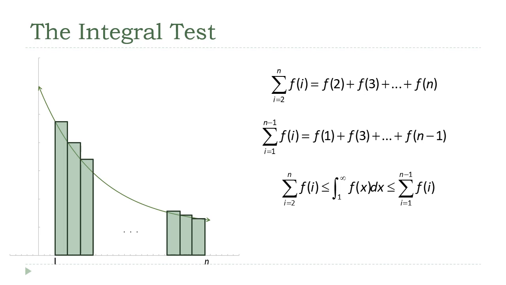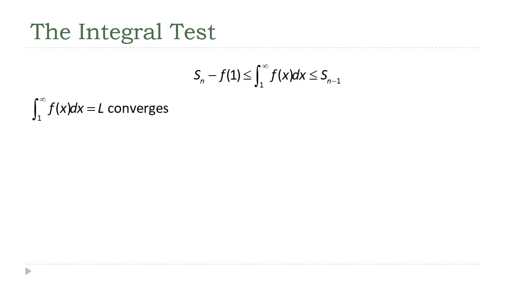Now remember, a sub 1 is the same as f of 1. So here's what I'm going to do. I'm going to replace the left-hand sum with the nth partial sum minus that missing value, minus f of 1. And I'll replace the right-hand sum with s sub n minus 1. Okay, so let's hold on to that. I've just written that up here at the top so we have it for reference.